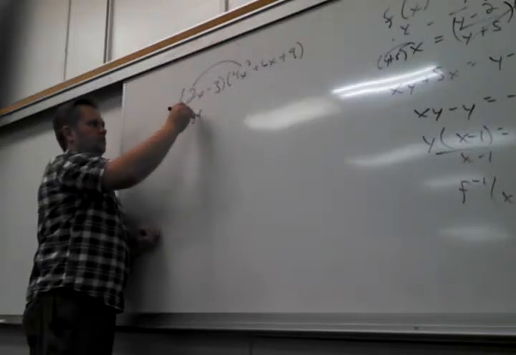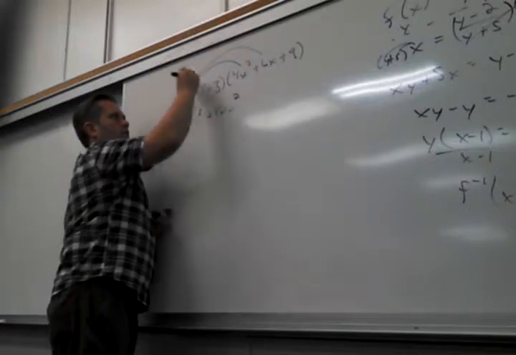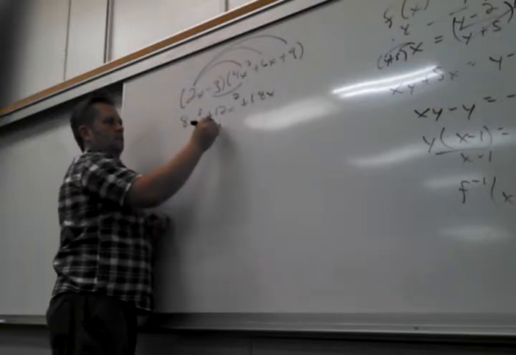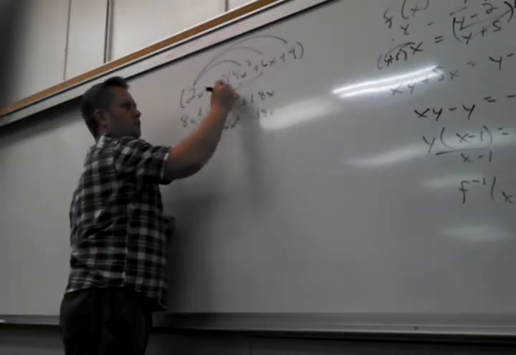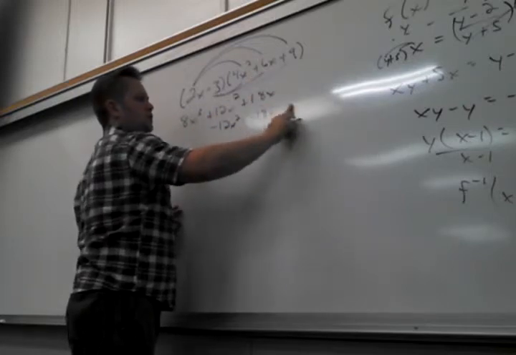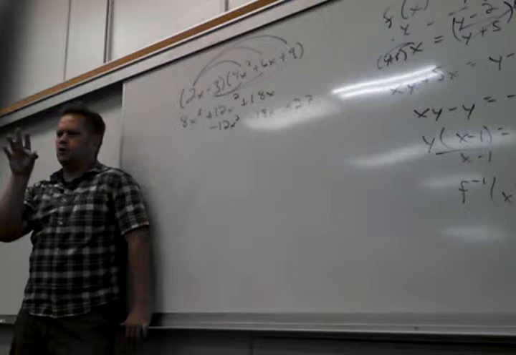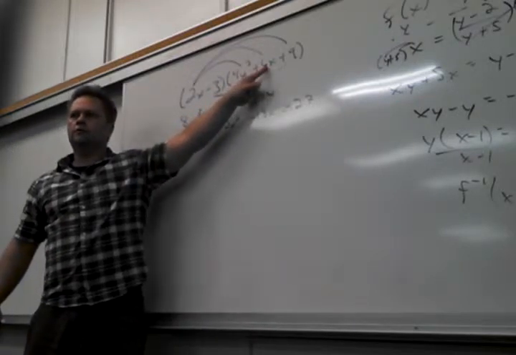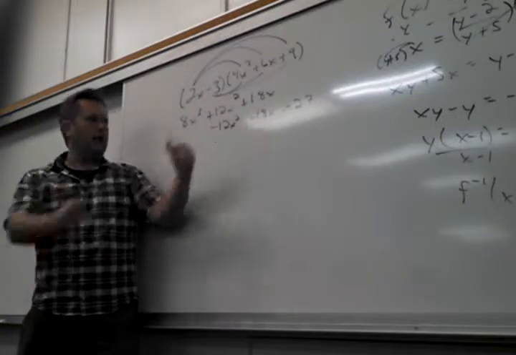8x cubed. 12x squared. 18x. Negative 12x squared. Negative 18x. Negative 27. So the reason I gave you this problem was so that you could actually work through it and see this guy doing his job. This guy killed the extra stuff I didn't want. You can see it happening.